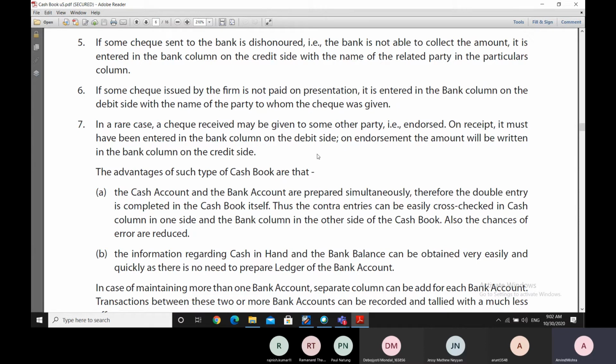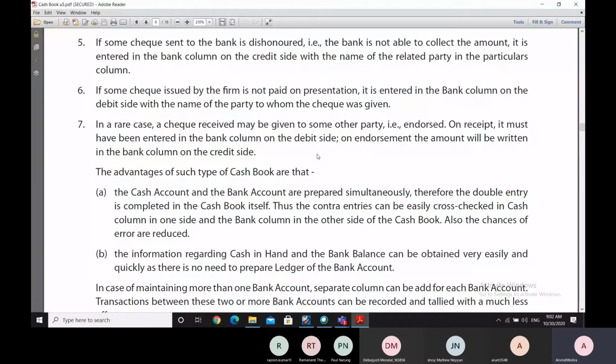And in the particulars column, we'll say we have endorsed this check in the name of another party, and we'll write the name of that party over there. Of course, when we are receiving a check and we don't have any intention to endorse it, then as I've mentioned earlier, we enter it on the debit side in the cash column, and then we make an entry as if the cash has been sent to the bank, in the form of a contra entry.